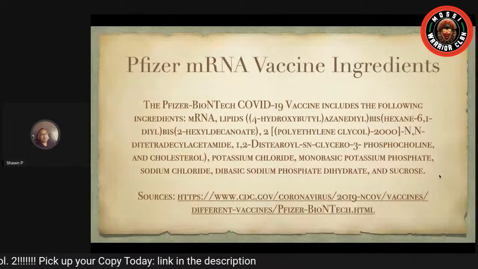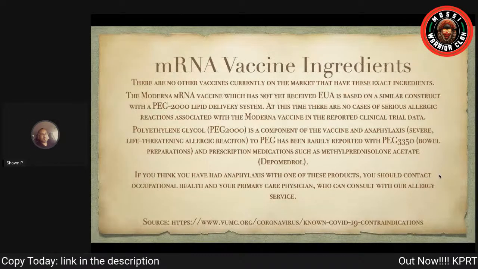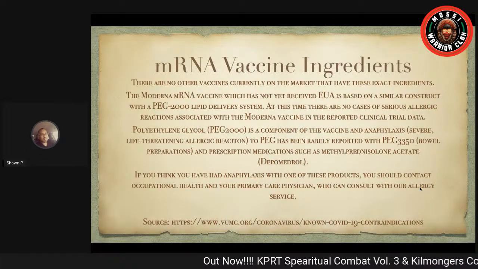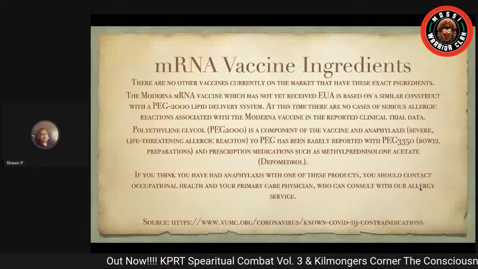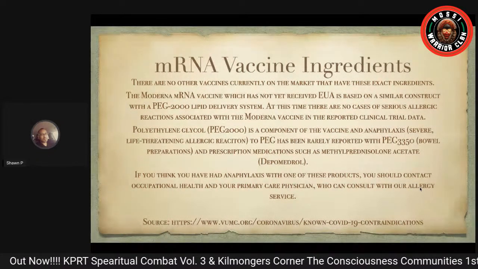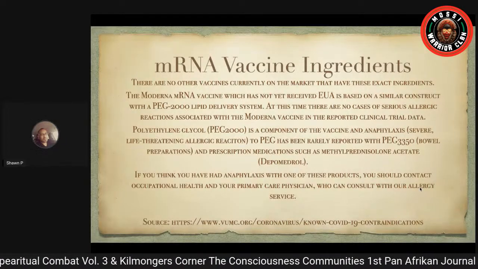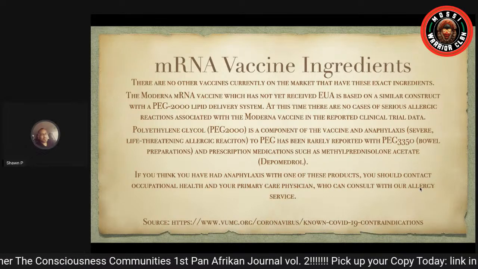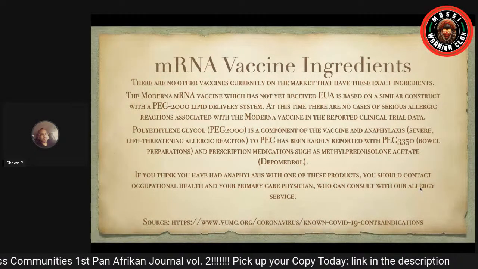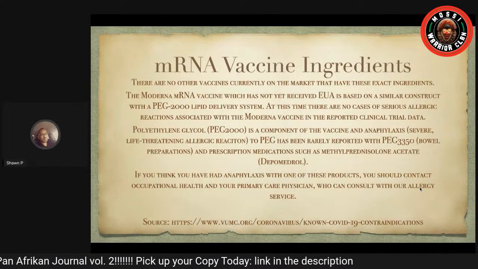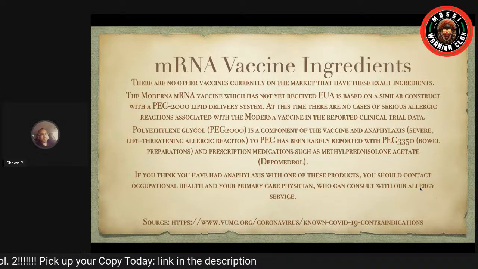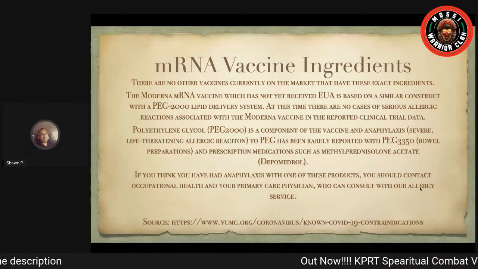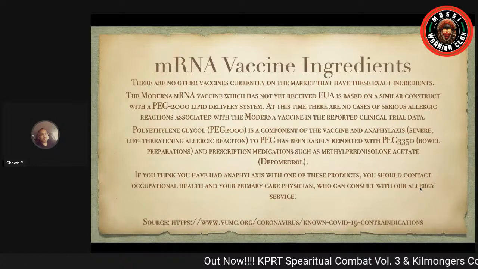All right. So the mRNA vaccine ingredients, there are other vaccines currently on the market that have the exact ingredients. The Moderna mRNA vaccine, which had not yet received EUA at the time this was written by Vanderbilt, is based on a similar construct with the PEG 2000 lipid delivery system. At this time, there are no cases of serious allergic reactions associated with the Moderna vaccine in the reported clinical trial data. Polyethylene glycol, PEG 2000, is a component of the vaccine and anaphylaxis.